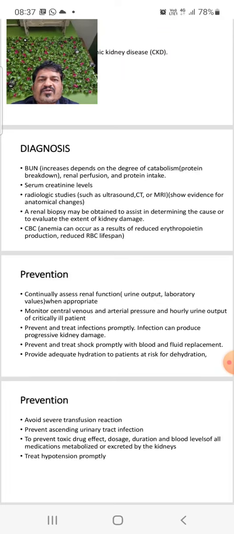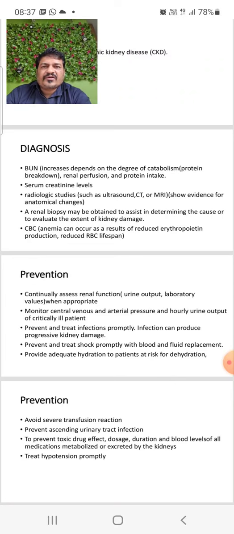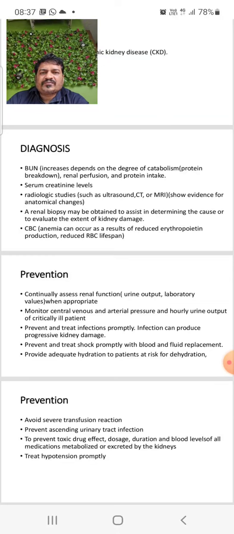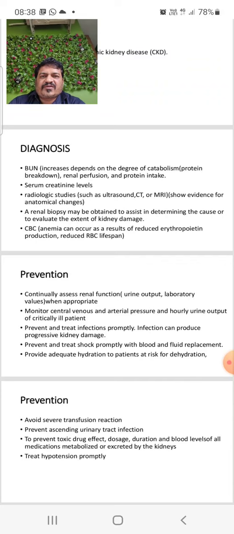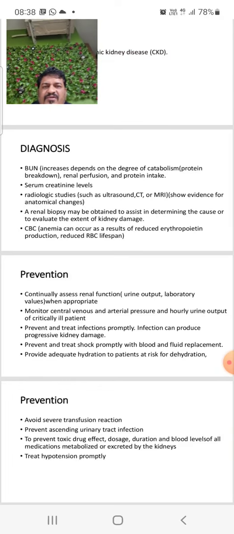AKI is reversible and chronic kidney disease is not reversible. So we should be very cautious regarding the conditions of acute kidney injury, like prerenal, intrarenal and postrenal causes. As you see, USG may also be very beneficial. So, evidence of anatomical changes, high blood creatinine levels, and in the CBC examination, anemia or reduced erythropoietin production and reduced RBC lifespan.